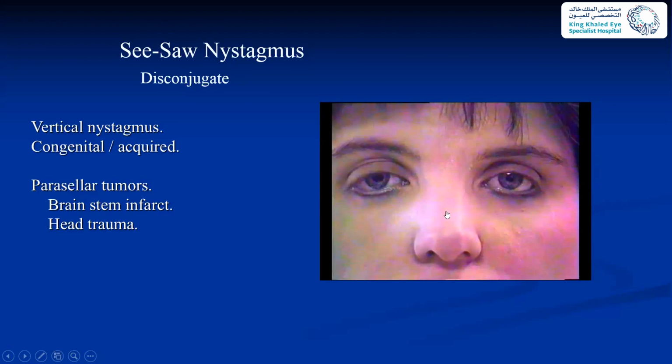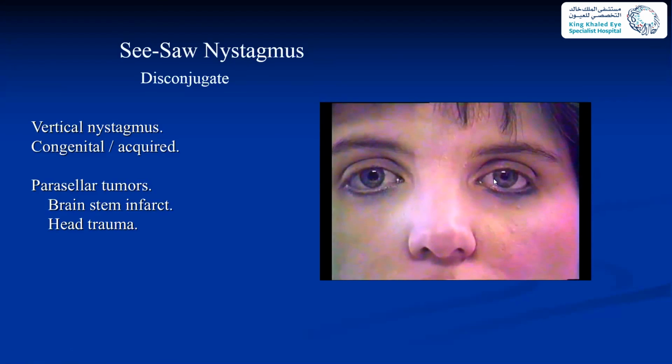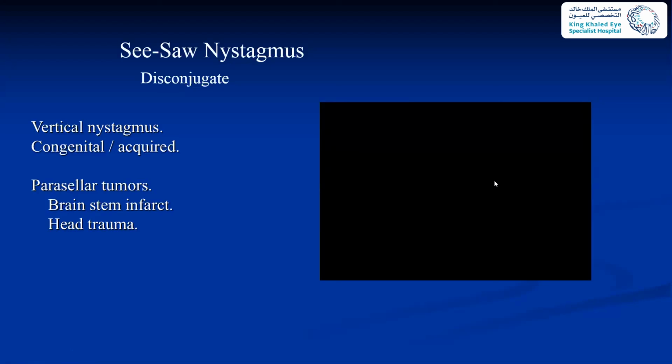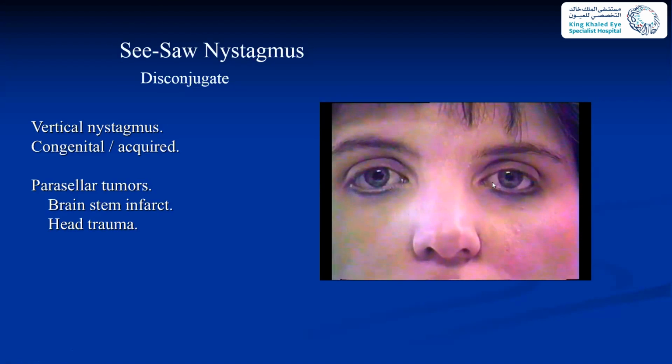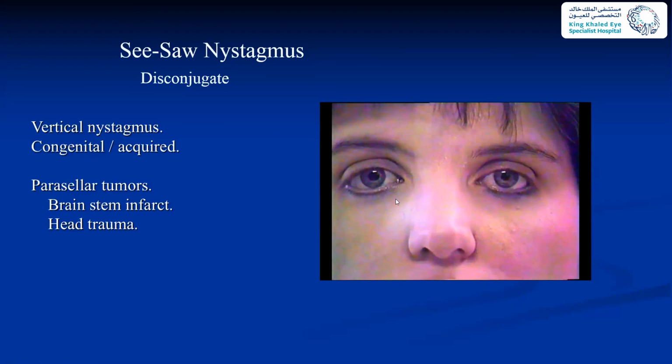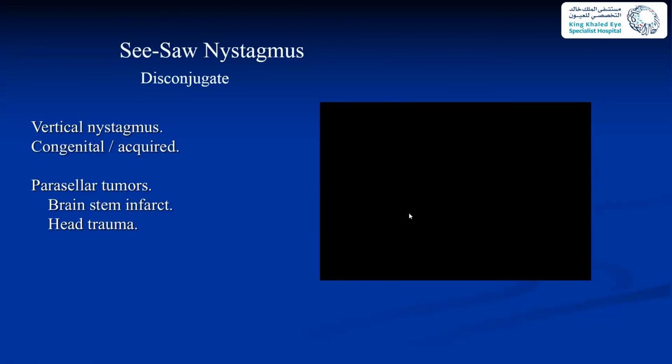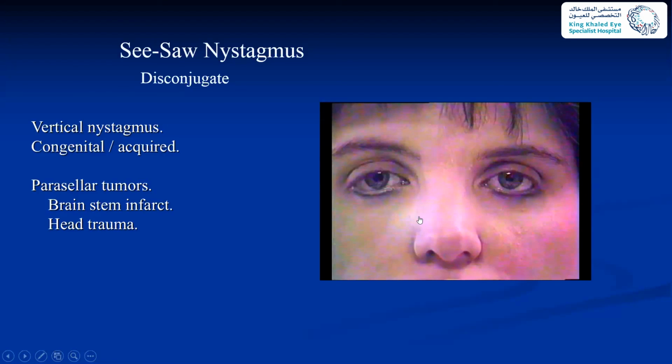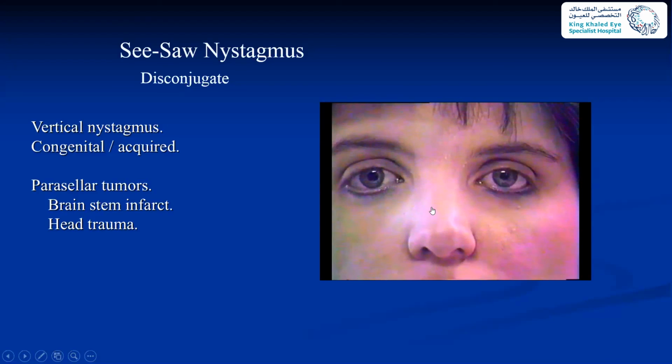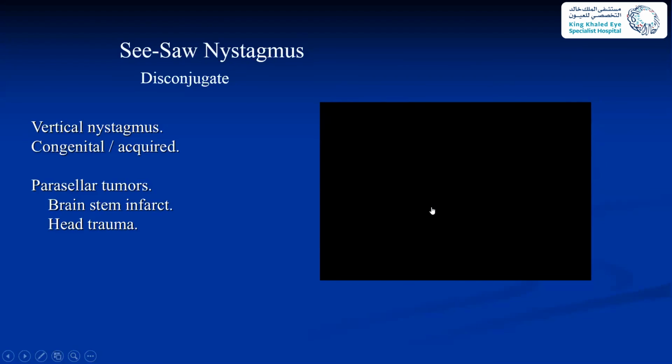And if you are not sure, you can put the patient on the slit lamp and look at one blood vessel and see whether one eye is going this way and the other eye going up. You can differentiate between seesaw nystagmus and rotatory nystagmus, because in rotatory horizontal nystagmus, they are both moving in the same direction, while in seesaw, one goes up and one goes down.